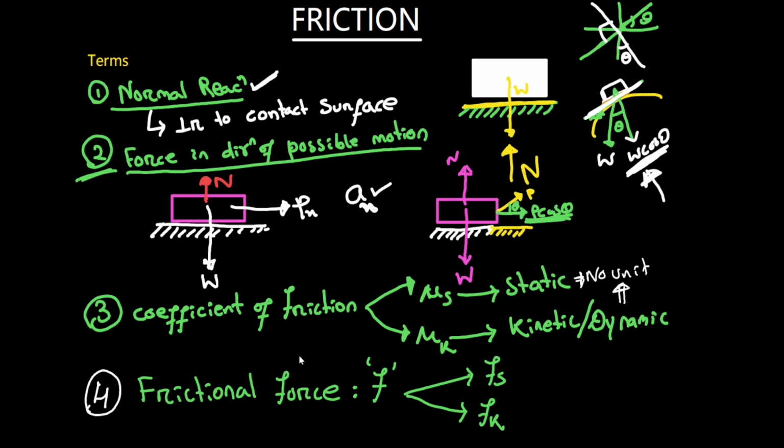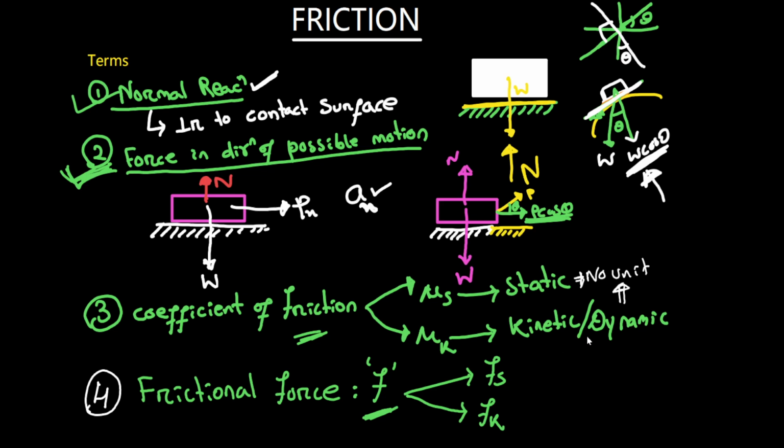We'll see. There is a law to define the frictional force, that's called the law of dry friction. In the whole chapter we are going to calculate this friction force or coefficient of friction only, and we understand the concept of normal reaction. What is the normal reaction? Normal reaction and the force in the direction of possible motion, because motion will always be along the path.